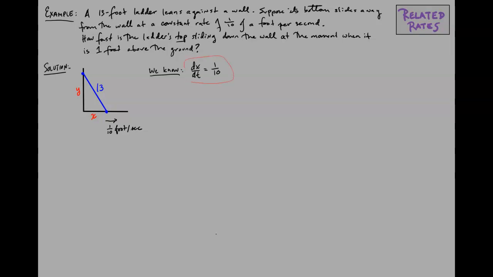Be sure you understand this. It's a translation, essentially, of this sentence right here, given the meaning of x. The rate at which x changes with respect to time is 1/10 of a foot per second. We'll put the units there.